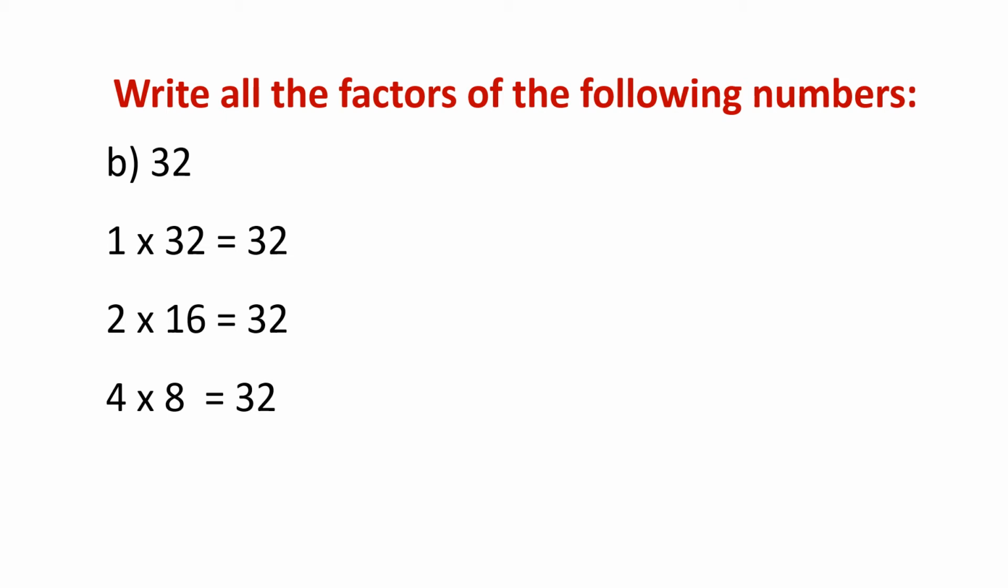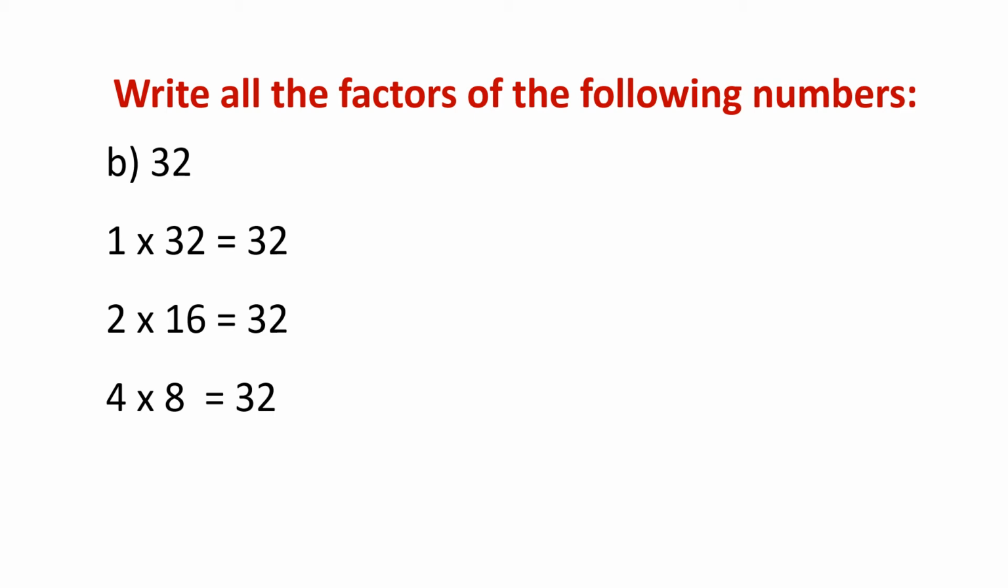No, because a number is divisible by 5 if the last digit is 0 or 5. But here the last digit is 2. So 32 is not divisible by 5. So leave 5. Now we take the next natural number 6.